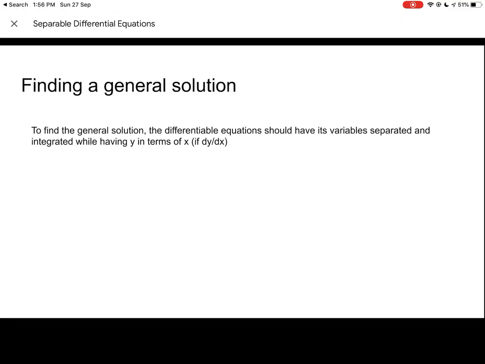Alright, so finding a general solution. To find a general solution, the differential equation should have its variables separated and integrated, while having y in terms of x. So if it's dy over dx, it should be y in terms of x. If it's dp over dt, we should have p in terms of t.